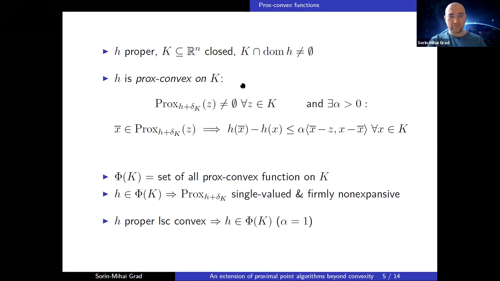One can ask the obvious question, what about the convex case? In the convex case, nothing is broken. This coefficient alpha becomes 1, and any proper convex LSC function is prox-convex on any convex closed set K by taking alpha equal to 1. We have also a counterexample which shows that not all prox-convex functions with alpha equal 1 are actually convex. So this is not an equivalence, it goes just one way.